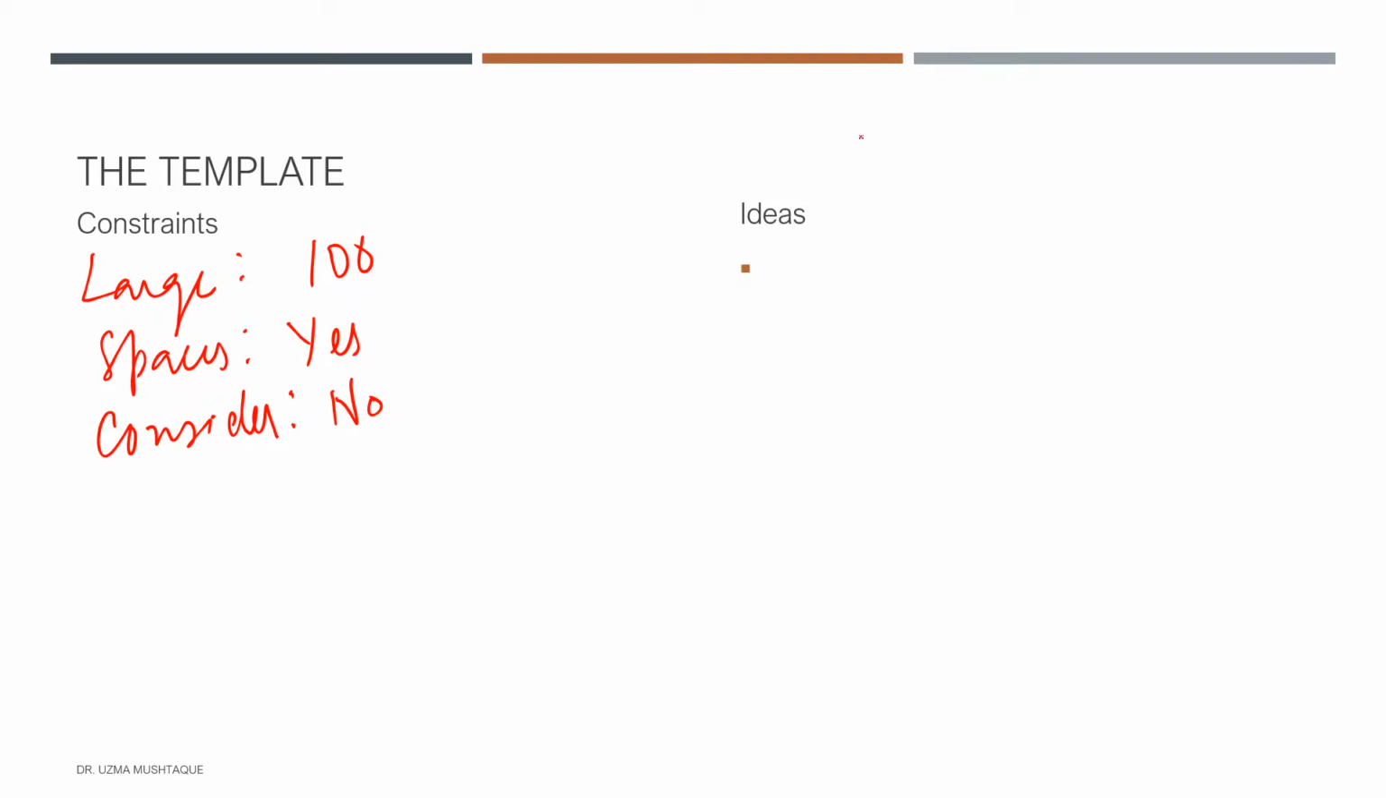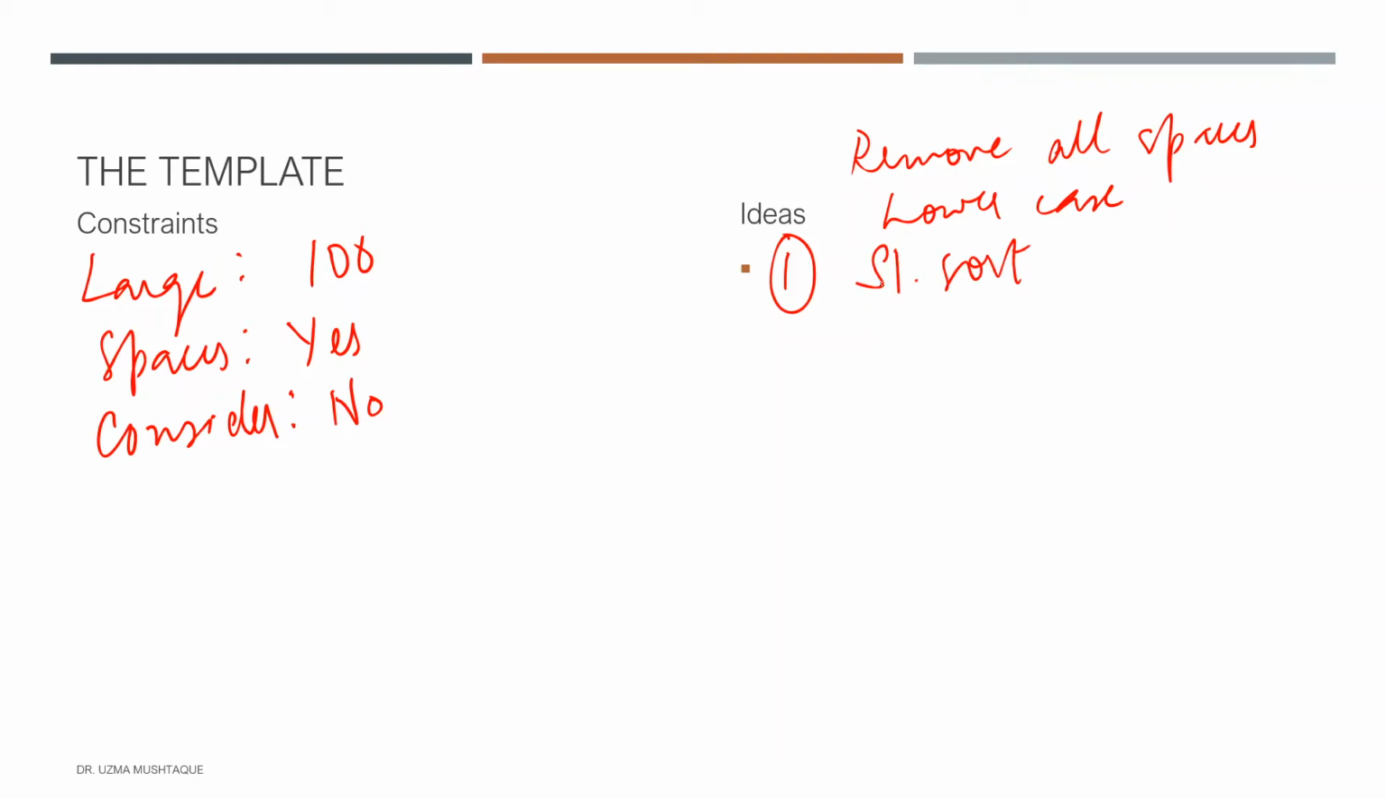Let me do this. Remove all spaces, make them the same case, right? Maybe lowercase, right? And then start doing something. First thing that comes to my mind is, how about if I do an s1 dot sort, and this s1 is like after I have removed all the spaces. I know I can do dot replace or something like that, and dot lower to do that in Python, so that's clear. If I sort s1 and if I do an s2 dot sort, right, we can sort strings.